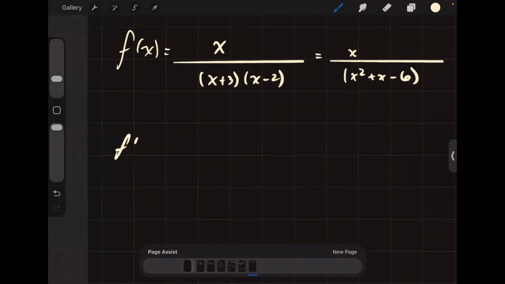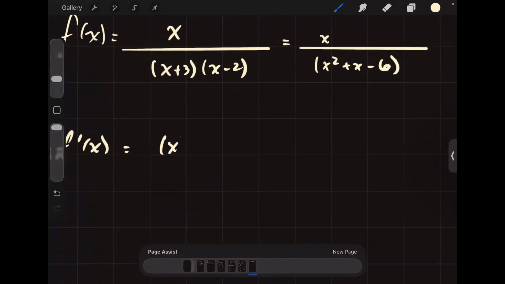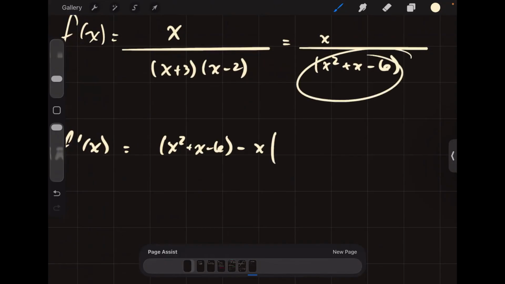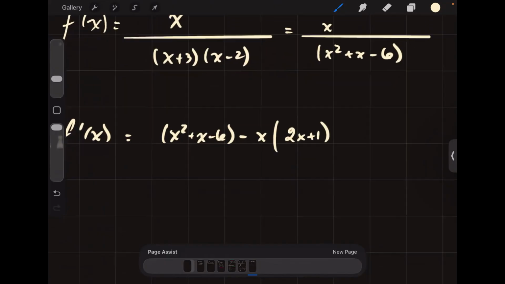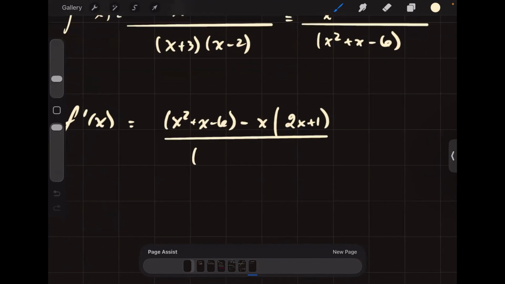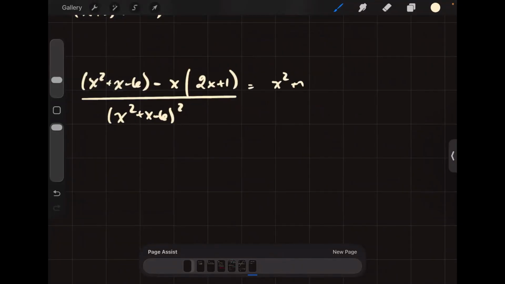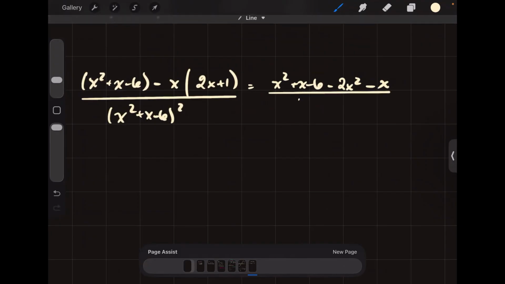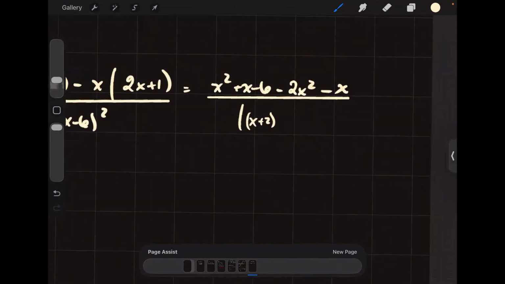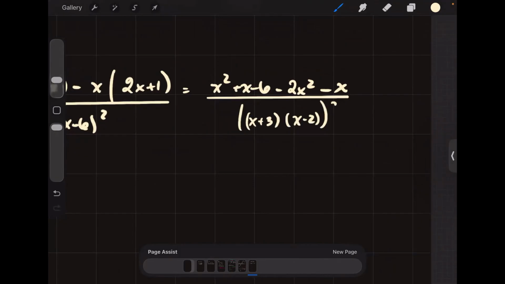Okay? Then f prime of x is equal to b times the derivative of a, which is 1, minus a times the derivative of b, which is 2x plus 1, all over x squared plus x minus 6 squared. I'm going to simplify this down a little bit. x squared plus x minus 6 minus 2x squared minus x, just distributed. Yep. All over x plus 3, x minus 2 squared, right?